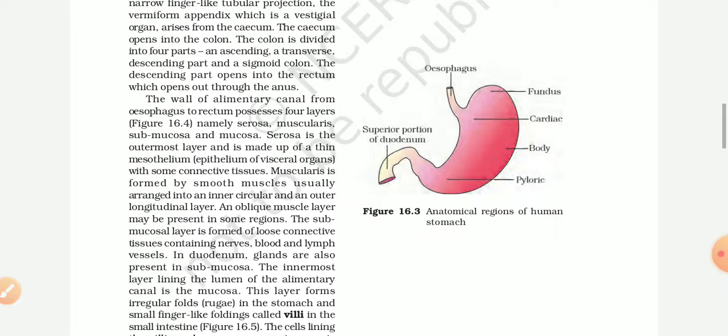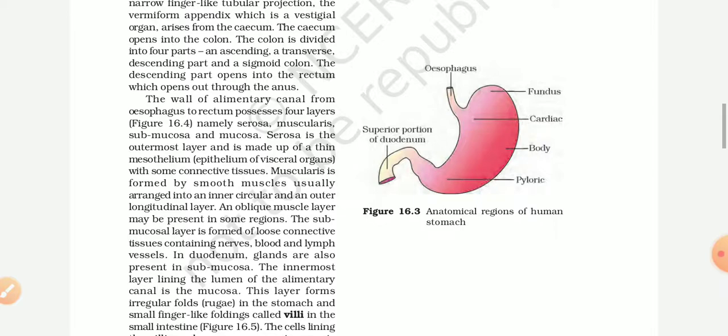And comes the third portion called submucosa. This is also formed of loose connective tissue, and this submucosa layer has nerves, blood vessels and lymph vessels. And in the case of duodenum, glands are also present in submucosa.